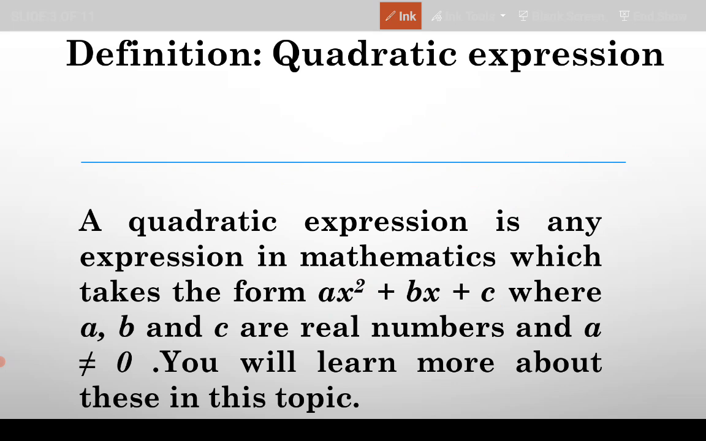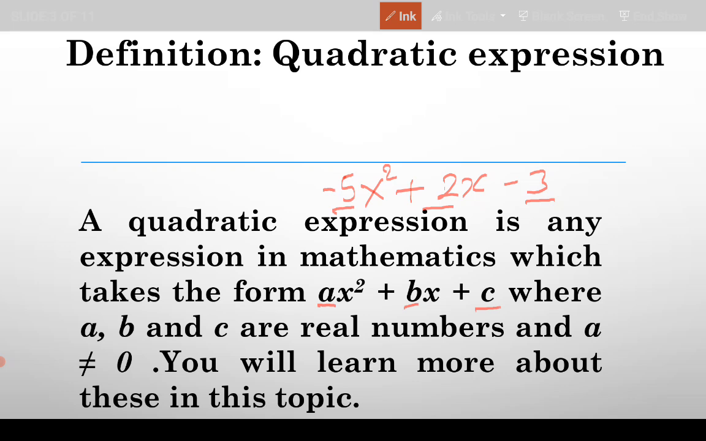So we are saying for this expression to remain quadratic, a, b, and c are real numbers. Real numbers are numbers that can be positive. They can also be negative. You can have minus 5x squared plus maybe 1 plus 2x minus 3. So this is a quadratic expression in which the terms minus 5, minus 2, and minus 3 are real numbers. So the numbers can be positive, they can also be negative.